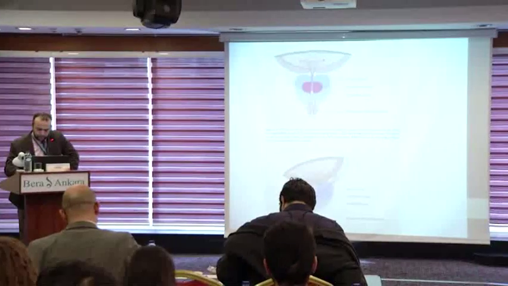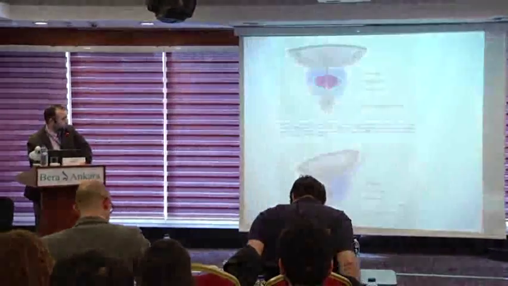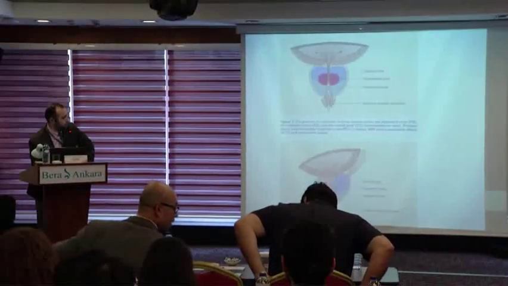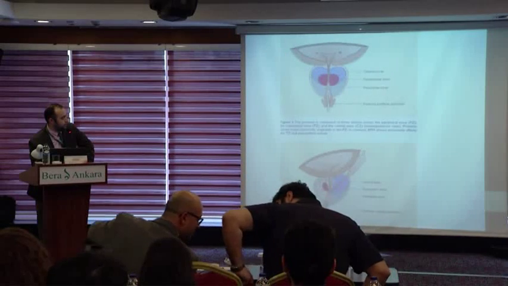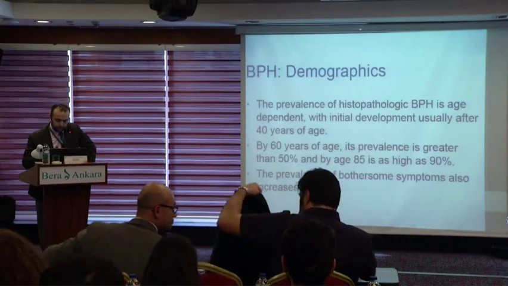And you are seeing the zones and main parts of the prostate: the central zone, transitional zone, peripheral zone, and external urethral sphincter.